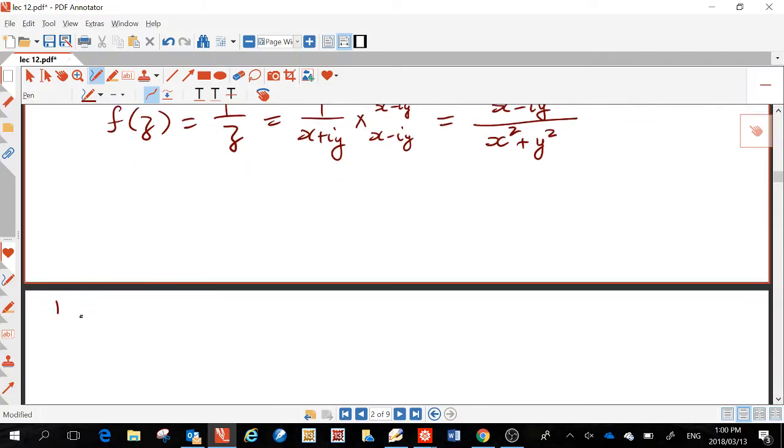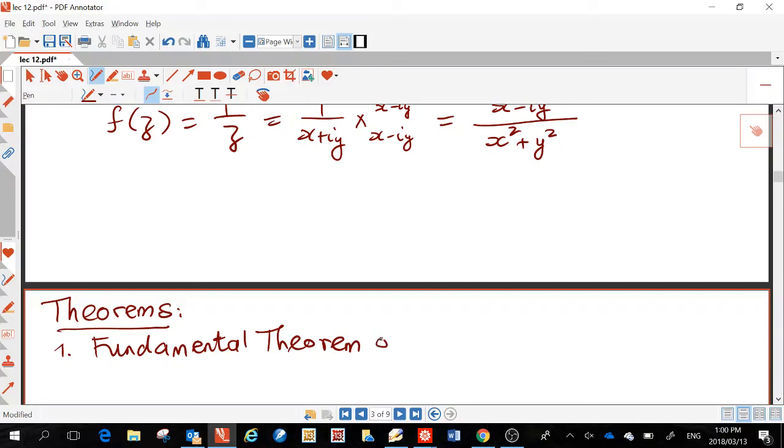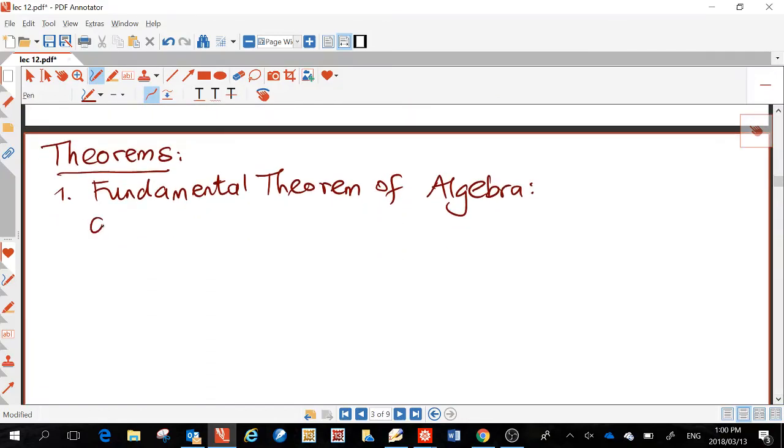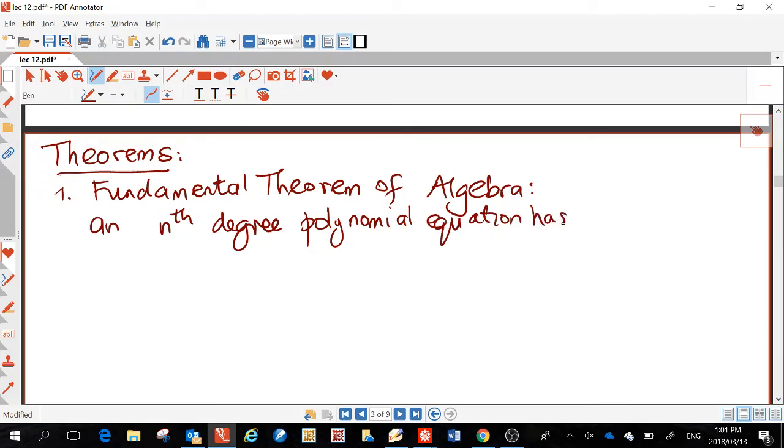All right, so now there are some theorems. Two theorems that you should be aware of. One is what is called the fundamental theorem of algebra. The fundamental theorem of algebra tells us an nth degree polynomial equation has at most n distinct roots. Distinct means independent roots, because some roots can be equal. So then you have equal roots. Or you can factorize. You can do a factorization of a polynomial.